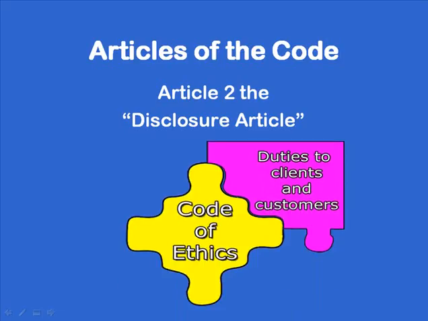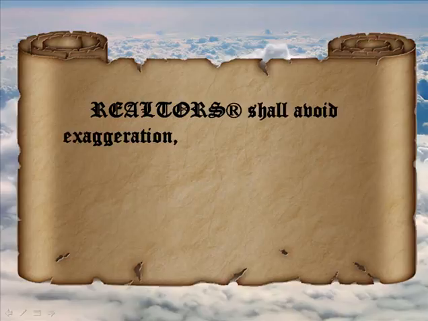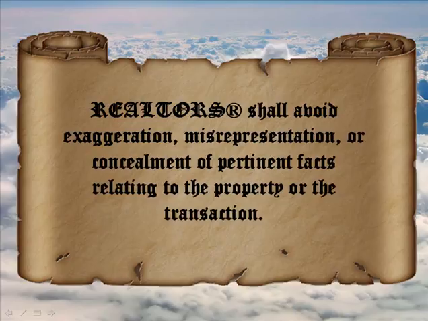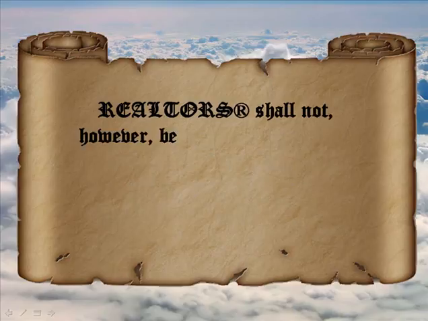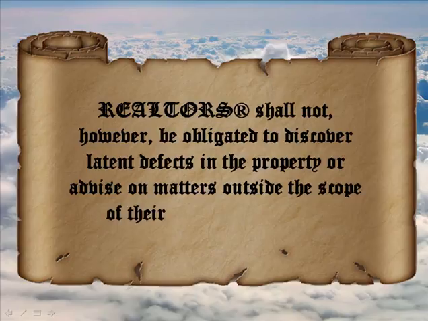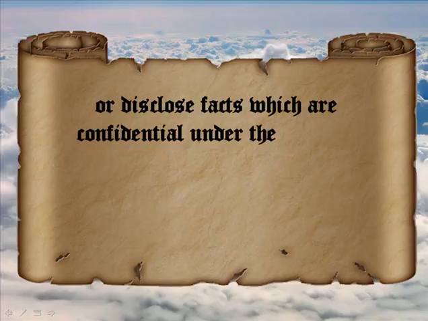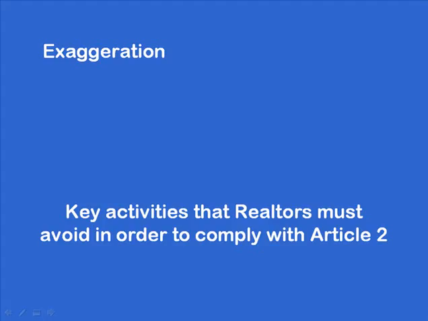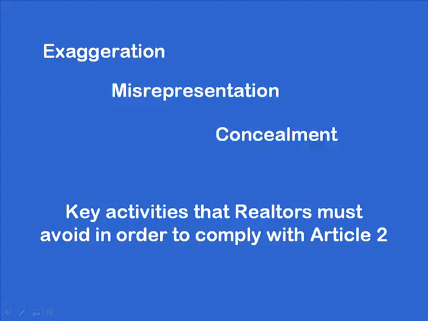Let's move on to Article 2, the disclosure article, which states, "Realtors shall avoid exaggeration, misrepresentation, or concealment of pertinent facts relating to the property or the transaction. Realtors shall not, however, be obligated to discover latent defects in the property or advise on matters outside the scope of their real estate license, or disclose facts which are confidential under the scope of agency or non-agency relationships as defined by state law." Exaggeration, misrepresentation, concealment.